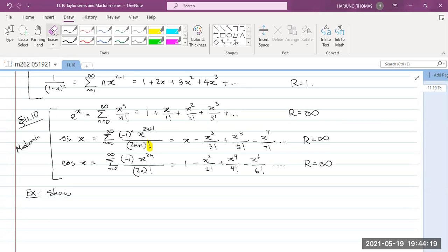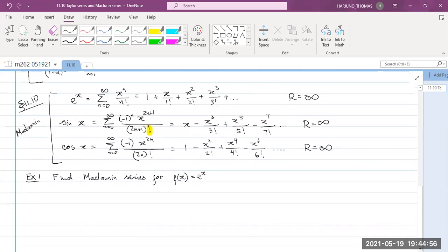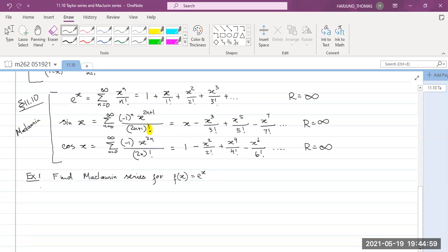Maybe instead, example 1: find the Maclaurin series for y equals e to the x, or maybe f(x) equals e to the x. It's more into procedure, though, so be patient with me. Solution. Notice the pattern for Maclaurin series.